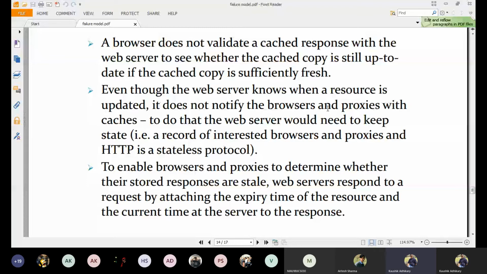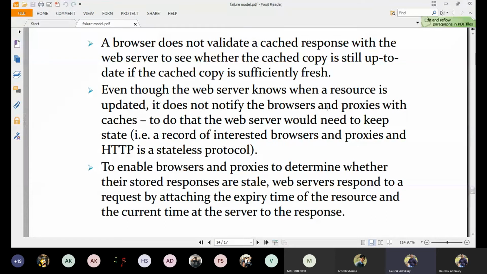Even though the web server knows when a resource is updated, it does not notify the browser and proxies with caches. To do that, the web server would need to keep a state, that is, a record of interested browsers and proxies, and HTTP is a stateless protocol. As you know, HTTP does not store anything. It is a stateless protocol.